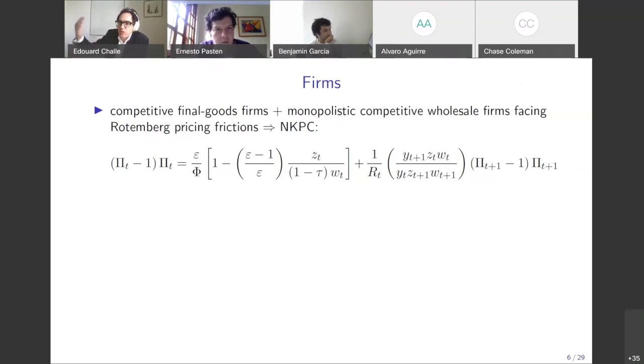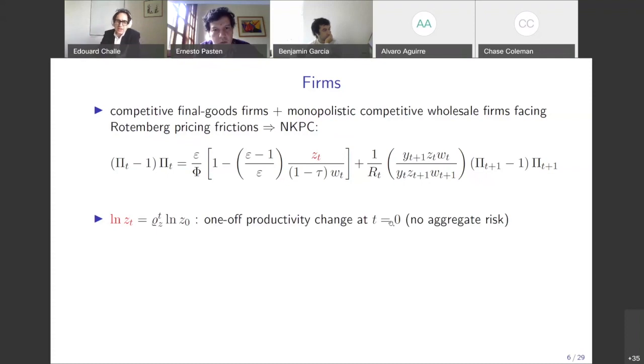And the higher real marginal cost is basically pushing inflation up, urging firms to raise their prices. ZT is the only shock that I'm going to be considering in that presentation. We are now generalizing the framework to accommodate more shocks. It's going to be a one-off aggregate productivity shock occurring at date zero, so it's going to be an economy without aggregate risk, essentially. There is an MIT shock at date zero, and that shock gradually reverts towards steady state over time. But in the process, there will be a lot of idiosyncratic shocks.